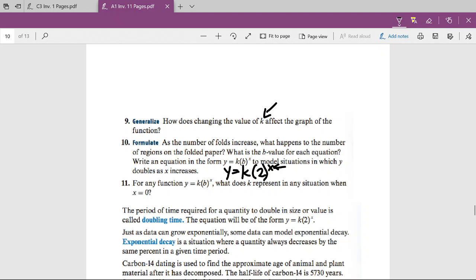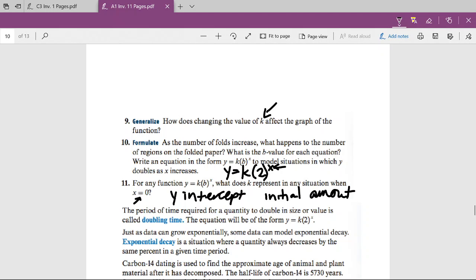So, number 11, for any function y equals k b to the x, what does k represent in any situation? When x is 0, well, we talked about this. If x is 0, that means we have a y-intercept. So this is all the different growth that we have, and that k value tells us our initial amount, our y-intercept, the initial amount.